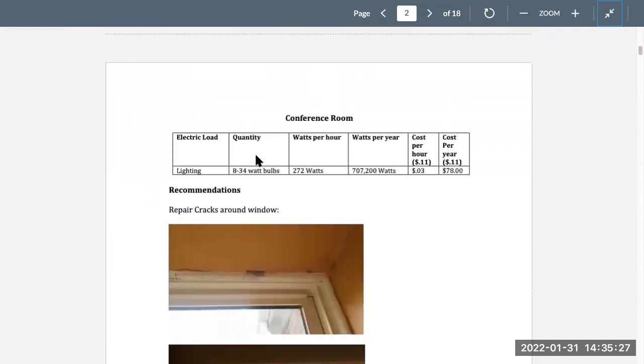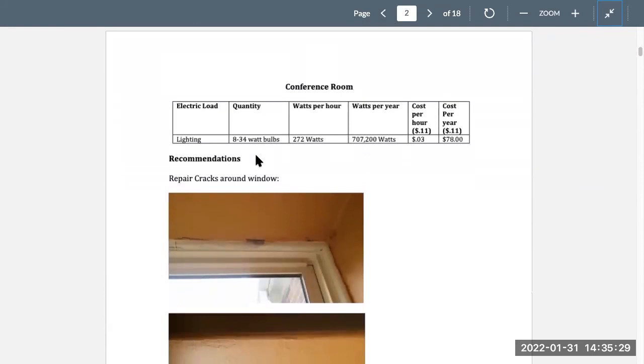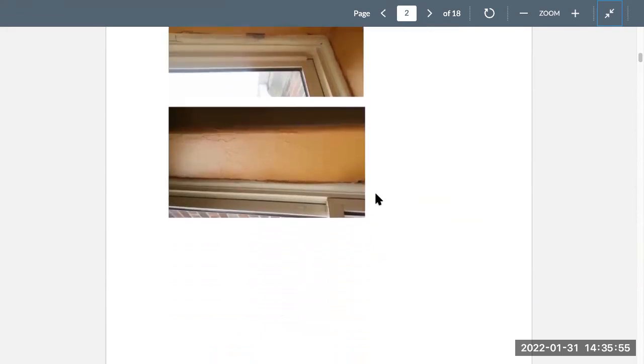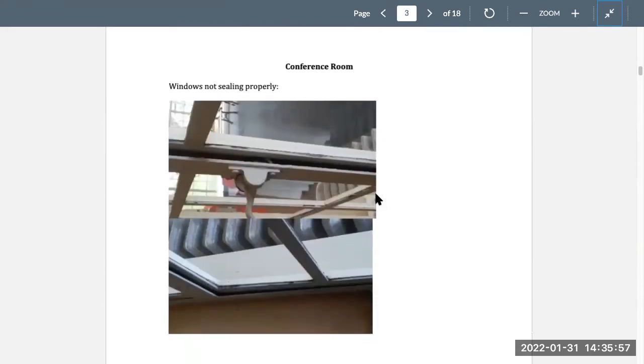We ran out to a building. We didn't have a whole lot of time to do this, but we went around and took pictures of cracks. We counted how many light bulbs they had and estimated how much they're using per hour and how many watts per use. So how much does it cost per hour? 3 cents. You just need to know that. And then estimate how many watts per year based on how many hours. And we took some pictures, photographing windows not sealing properly.